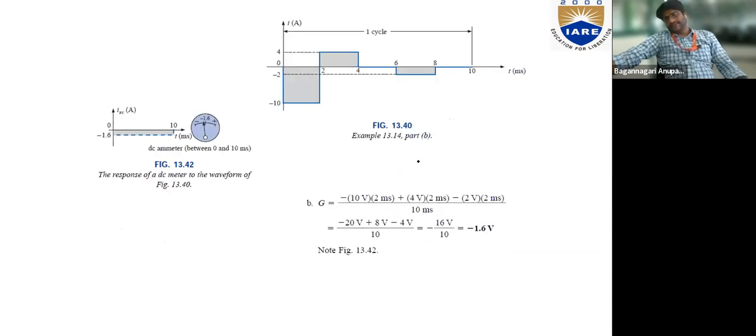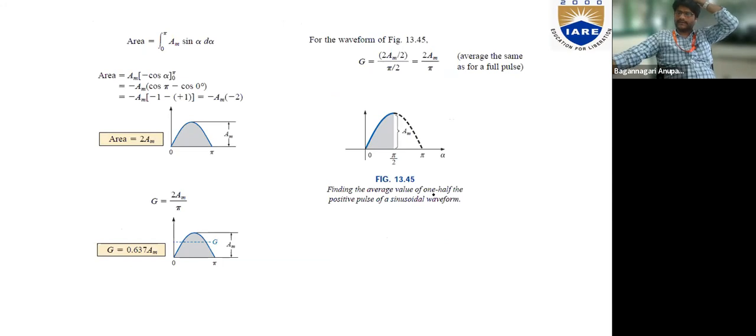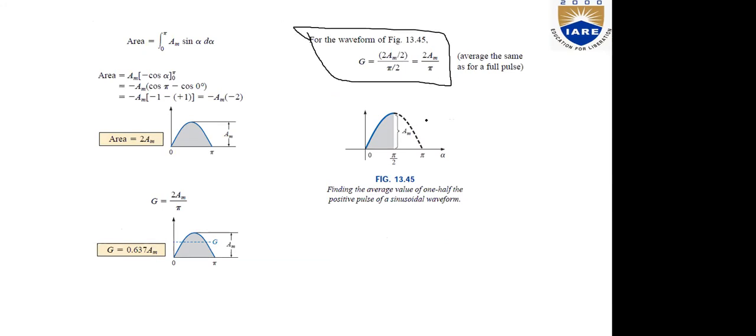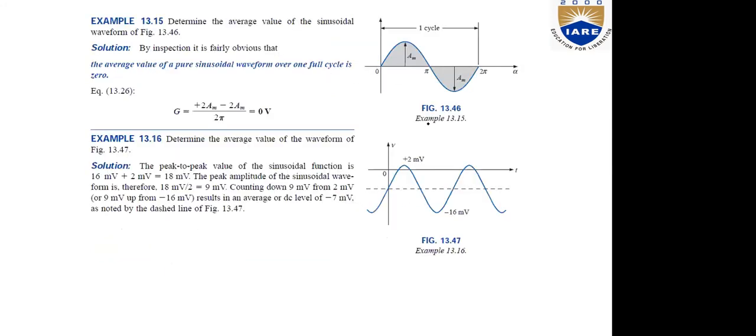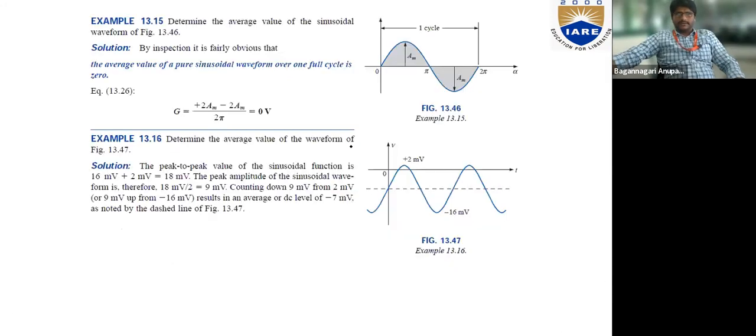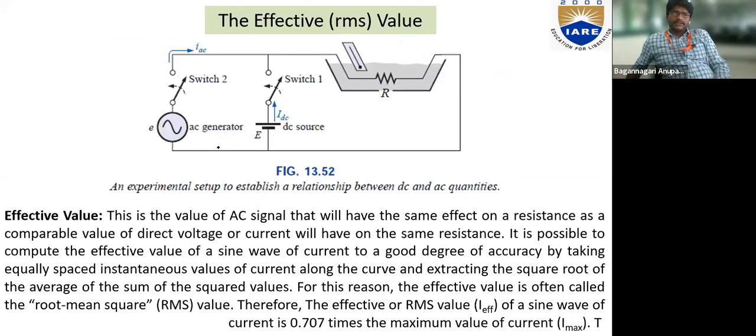However, we are not going to calculate the average values for these things. Here is a waveform equation which you derived, right? Yes, sir. Same value. So let us move on to this. This is an example of what happens if the average value is calculated for a complete cycle, right? That's the reason we are not doing that. So let us go for the effective value or the RMS value.